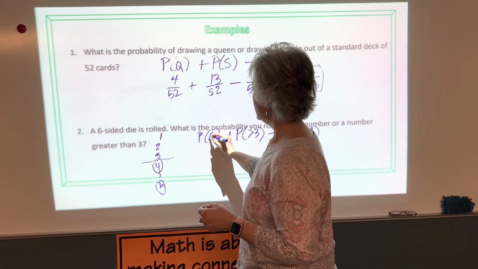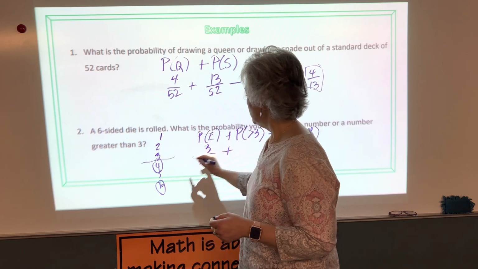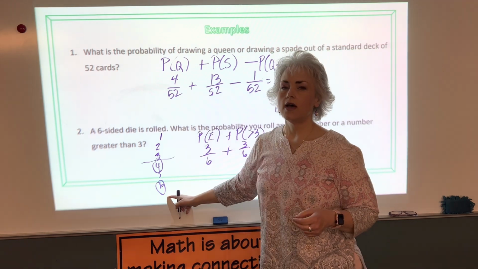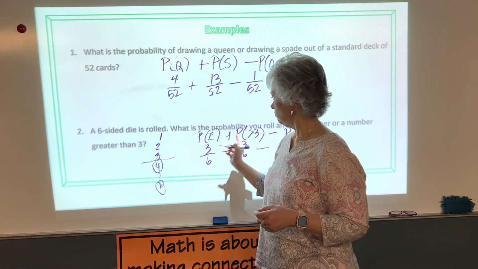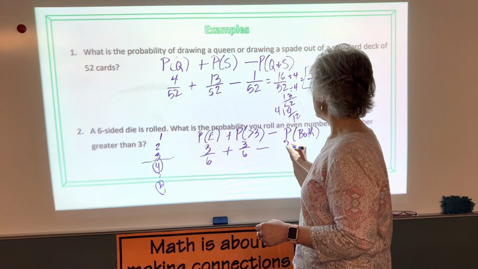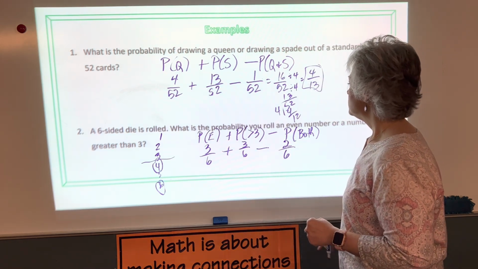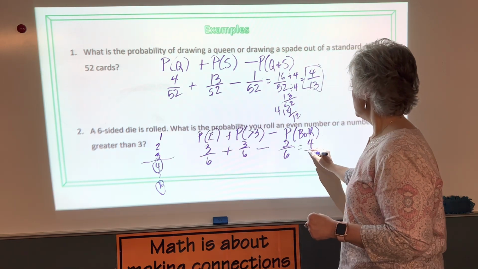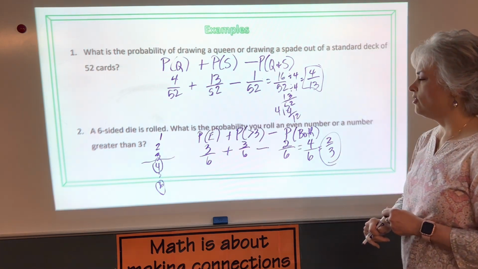So we have evens, we have 3 out of 6. We have 3 out of 6 that are greater than 3, and then we have 2 out of those greater than 3 that are also even. So we have to subtract the fact that we have those 2. All right. So we have 6 minus 2, which is 4 out of 6, which is 2/3. Okay, so that's our probability for that one.